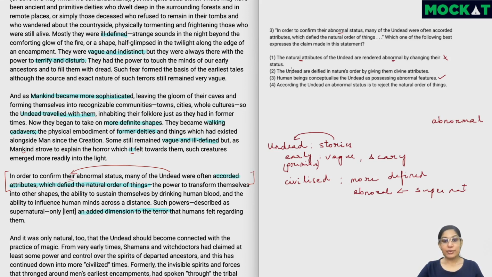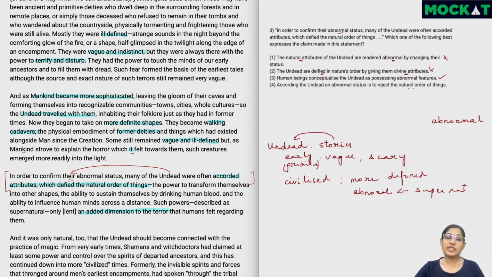The second option is extreme on the positive side instead. The attributes which are given to the undead here, transforming, drinking human blood, influencing human minds, these are not positive attributes. So divine is something which is godly. So definitely this is not correct and can be eliminated. So they are not deified, they are not made into deities. Even if you don't know deified, but you know that divine is related to God and it's a similar adjective, you can eliminate.